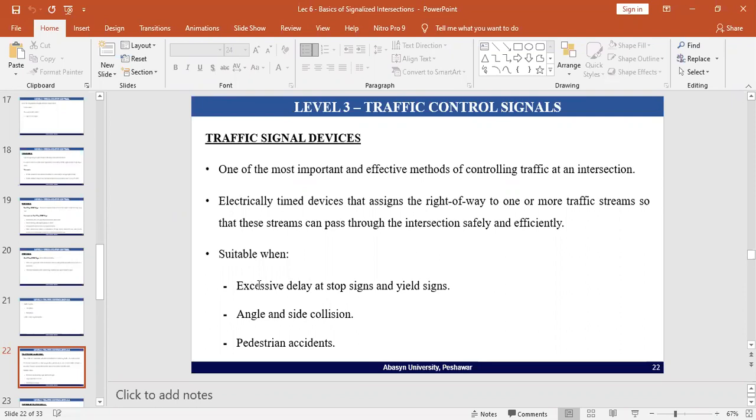If you have one or two vehicles on a minor road who wait five or six minutes for the major road traffic, it's good. But if the minor road traffic volume is increasing, then you will have to go towards traffic signal controls, for equal opportunity.